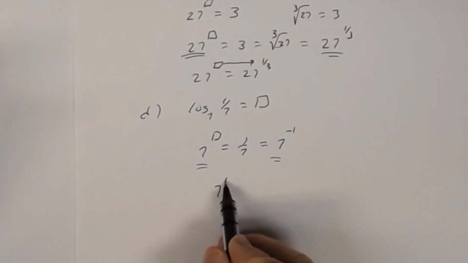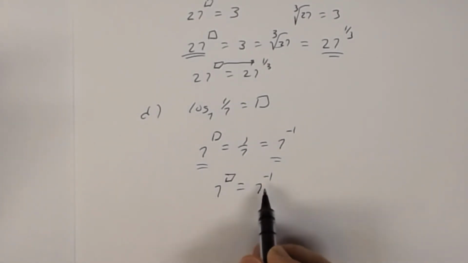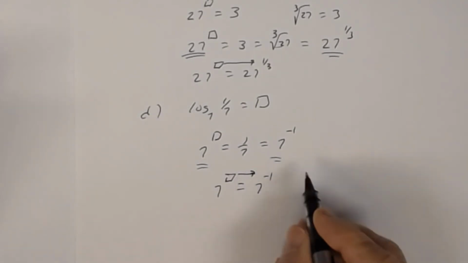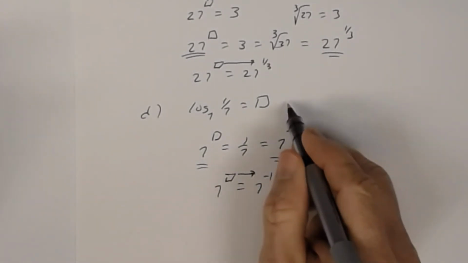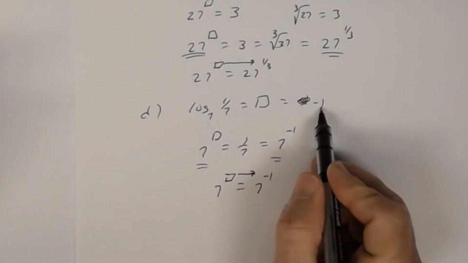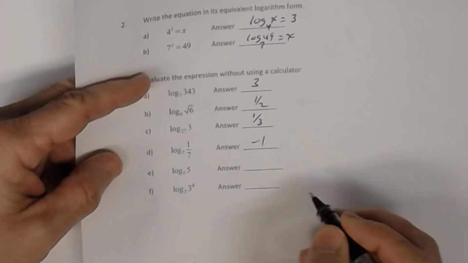And now look at this. So 7 to the box equals 7 to the -1. So since the bases are the same, that means that these exponents have to be equal. So that means that this box has to equal -1. So 7 to the -1 is 1/7. So the answer here is -1.